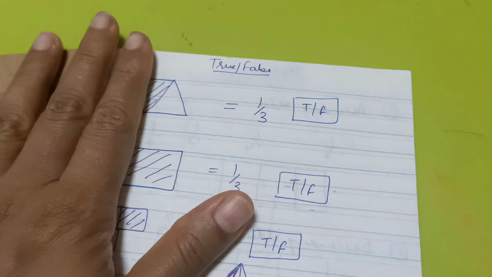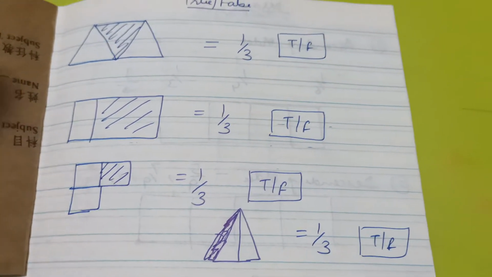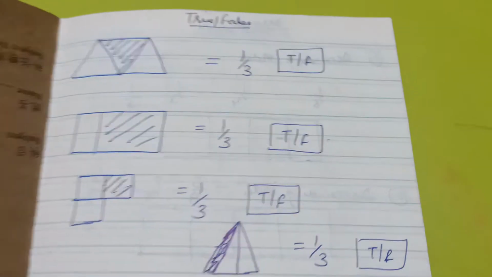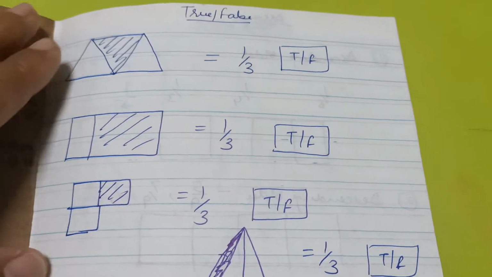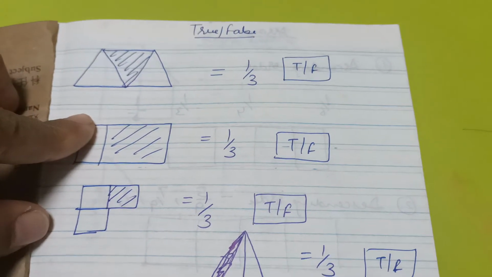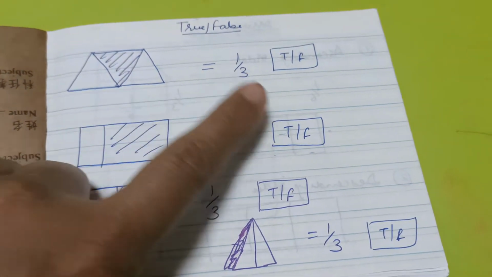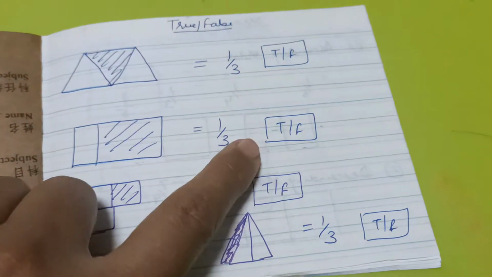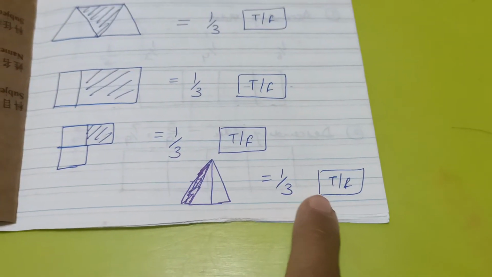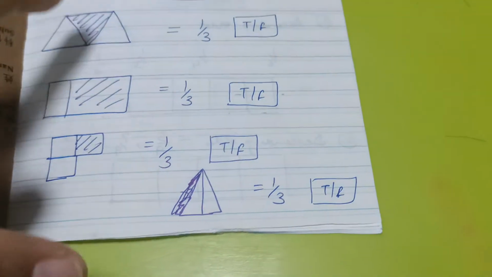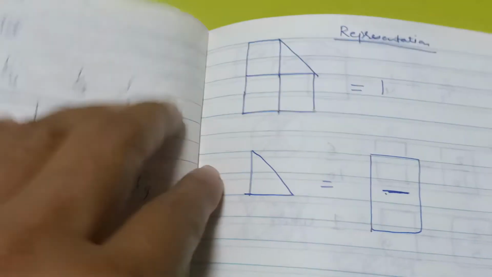So I have tried to include almost all the topics which I think she needs to know by the end of this year, so that I get an idea where we stand and which topic to work on. So we're starting from the very basic one, the representation of fractions. True or false, is this 1 by 3, is this 1 by 3, or is this 1 by 3? These two are false and these two are true. So we are starting from the basics of how to represent fractions.